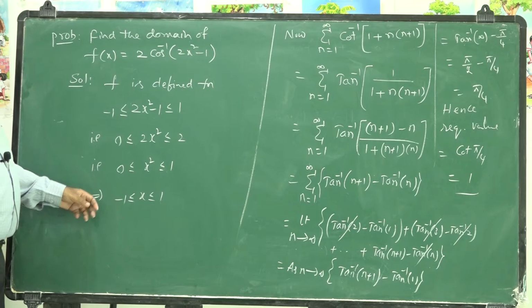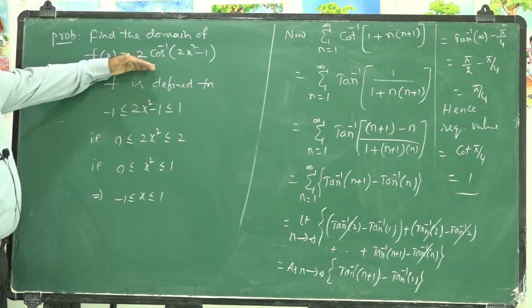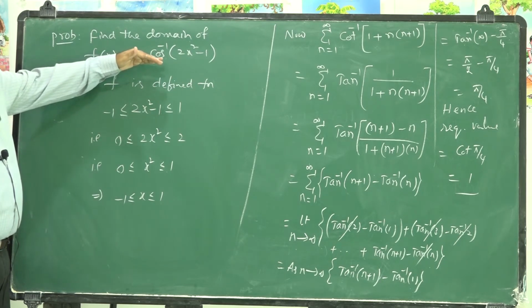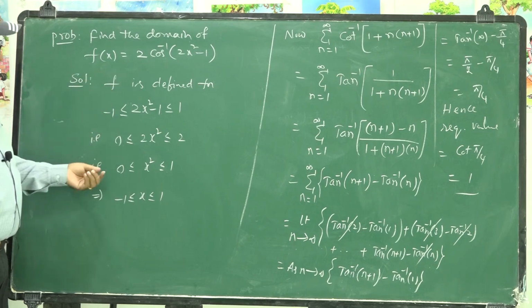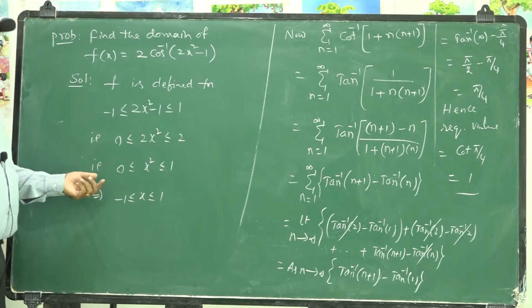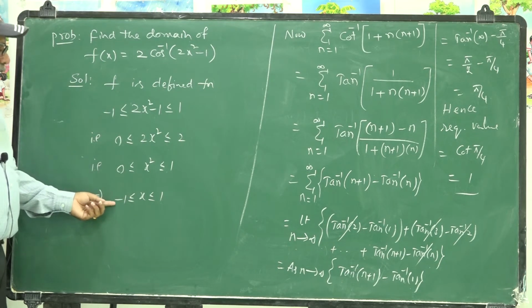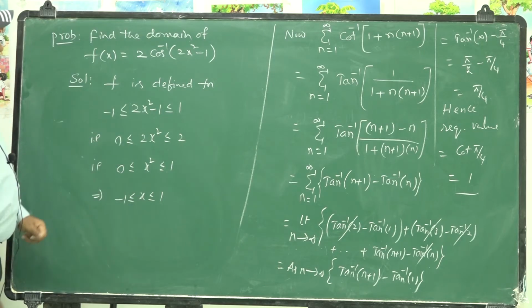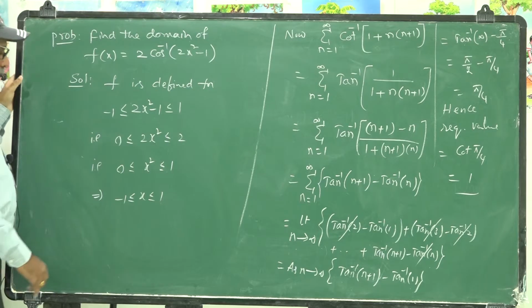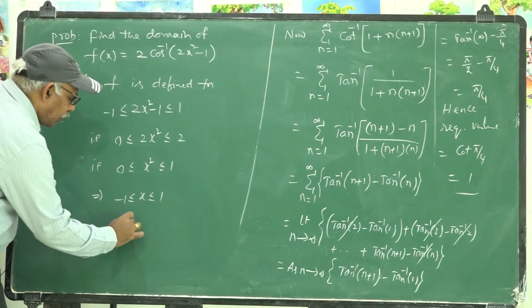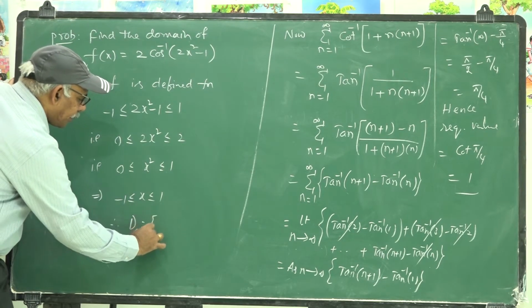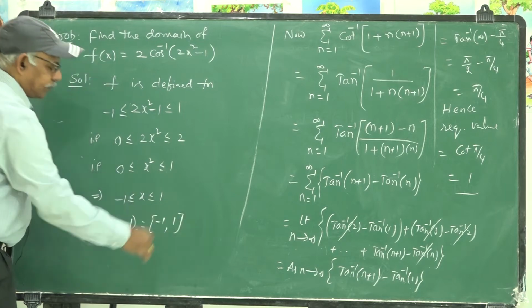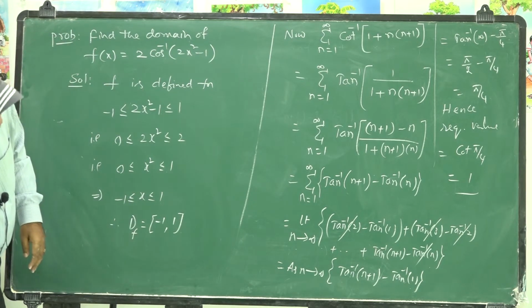That means this function f(x) equal to 2 cos inverse of 2x square minus 1 is defined for all x which lies between minus 1 and 1. So, this is the domain of the function. So, domain of the function is minus 1 comma 1 itself.